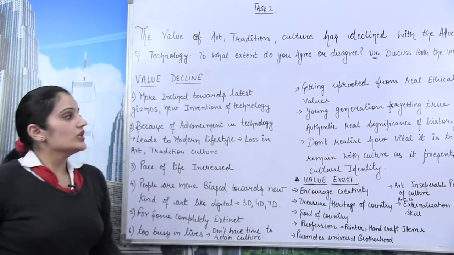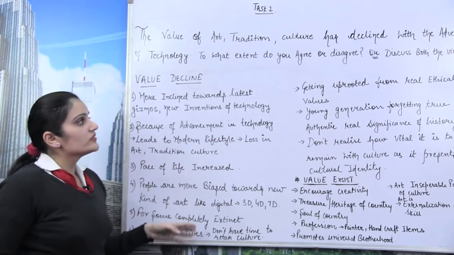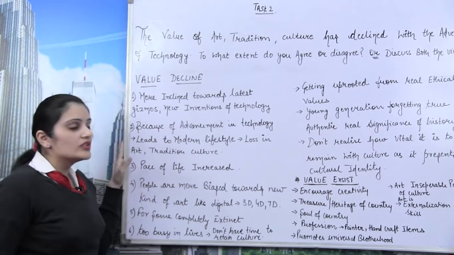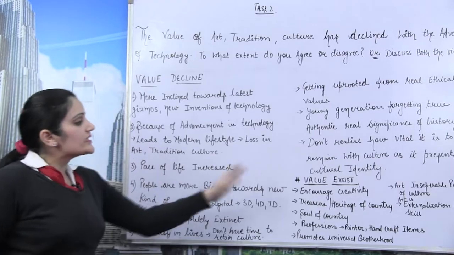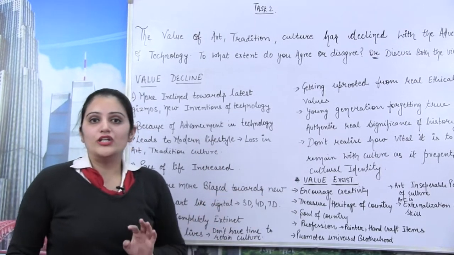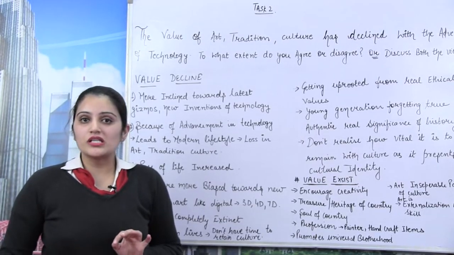So these are some of the points that you can write in this topic. These are the points for yes, the value is declining, and these are the points for no, from the other people's point of view, that the value of art, tradition and culture still exists.